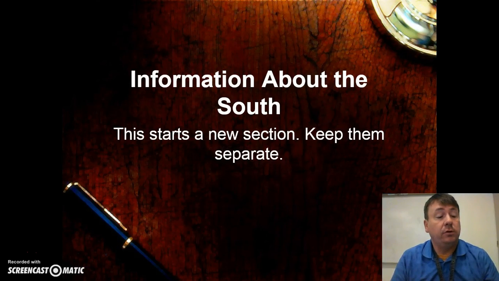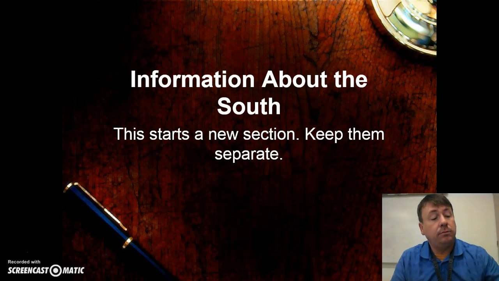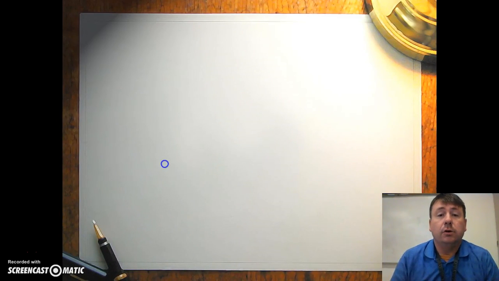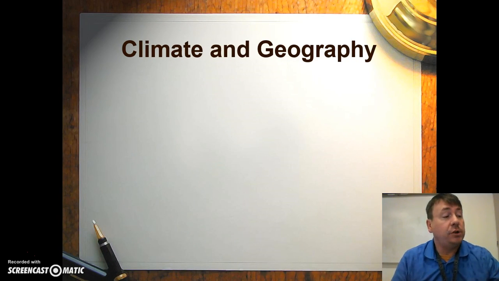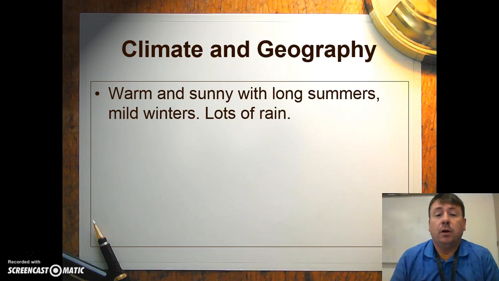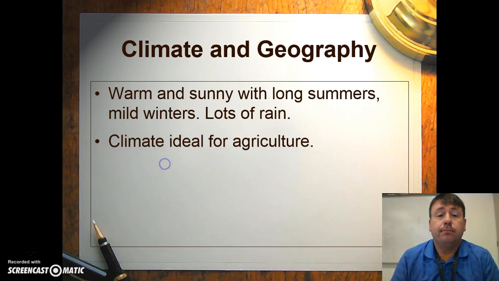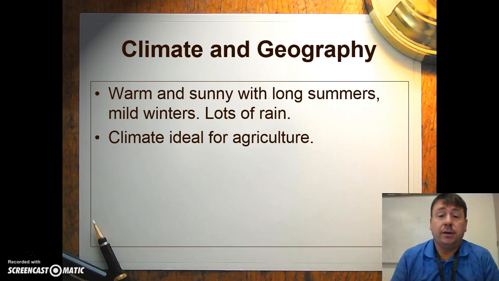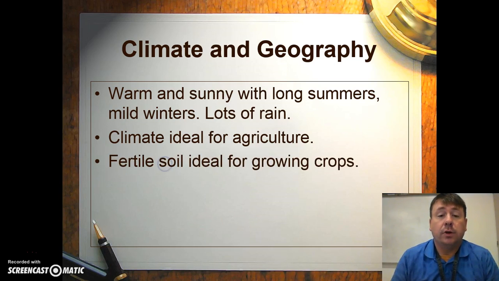Okay, so this is going to be a new section. This is going to be page 10. The notes are the same, but it says the South at the top for you. So the South, climate and geography of the South. We got warm and sunny with long summers, mild winters, and lots of rain in the South. This makes an ideal climate for agriculture. So they had lots of farms. Basically, they're called plantations. And there was fertile soil there that was ideal for growing crops.